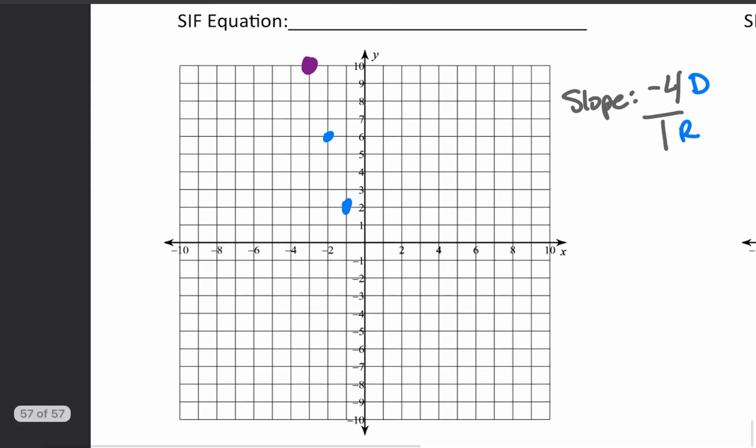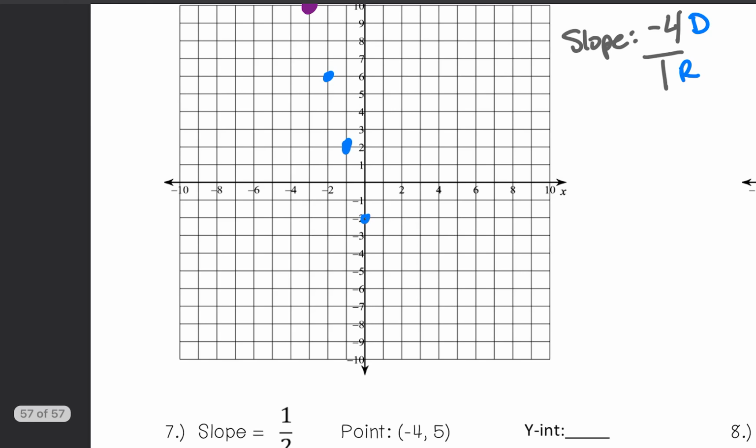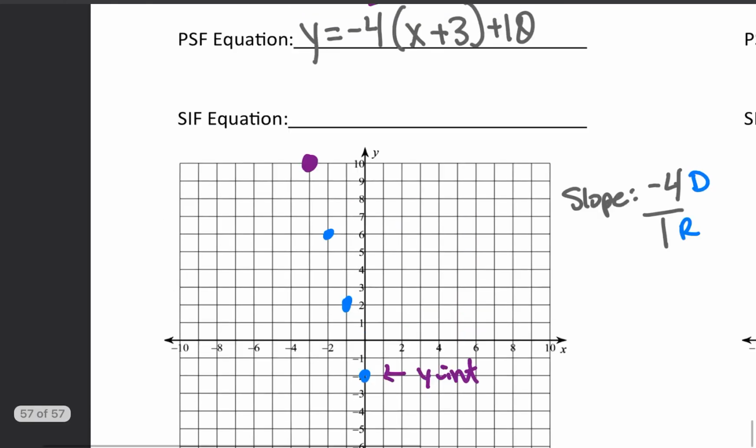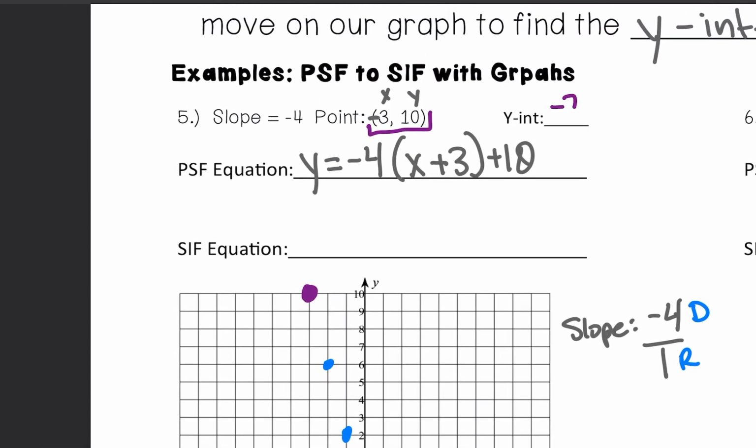Still not on the y-axis, so we'll do that movement again. And when we do here, now we're on negative 2, and that's on the y-axis. So this is our y-intercept. And our y-intercept that we said was a negative 2 here. So now we can write the equation, y equals negative 4x.